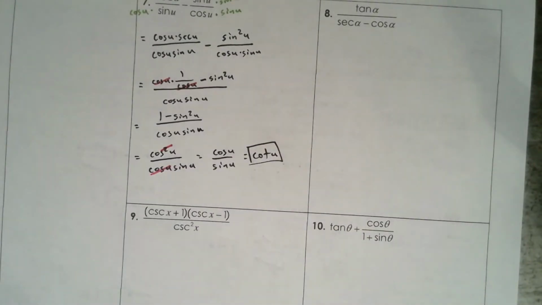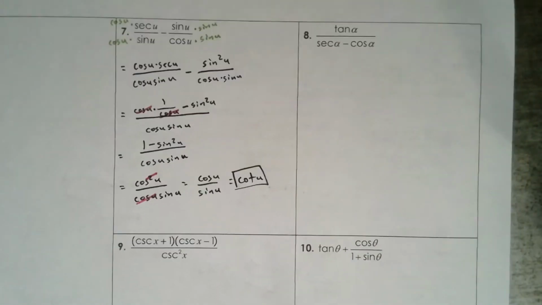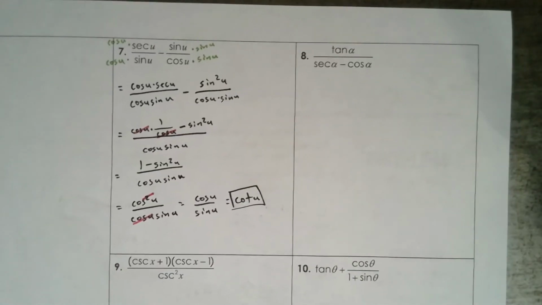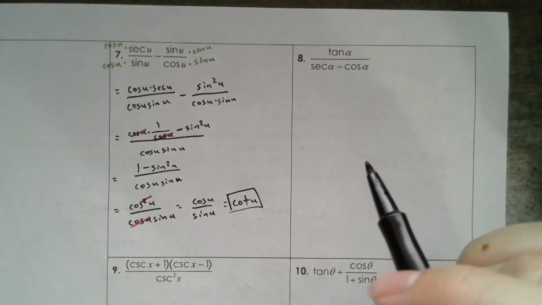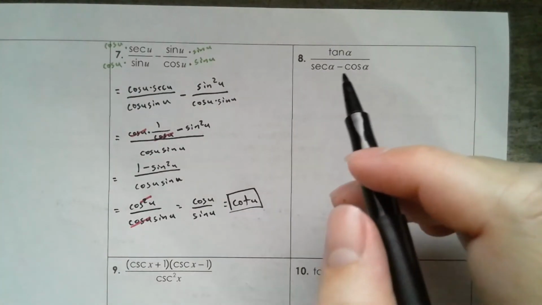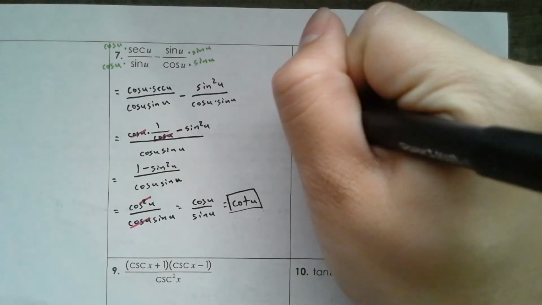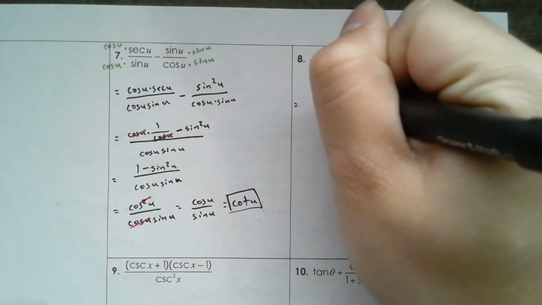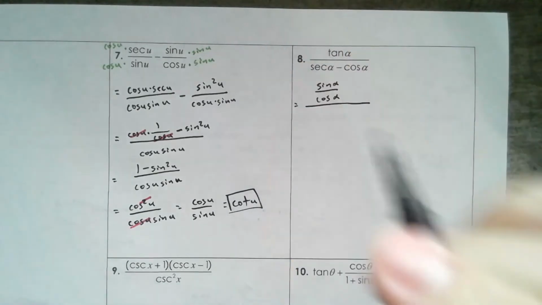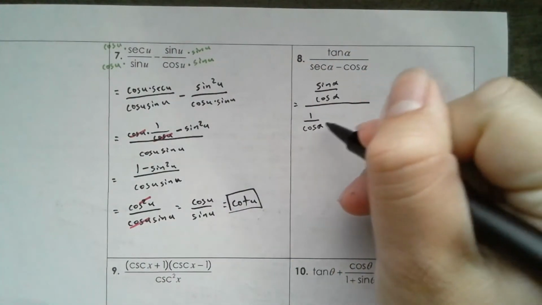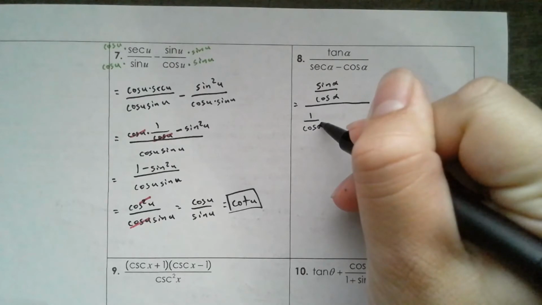I think we do have to do 8. Number 8, I have tangent alpha over secant alpha minus cosine alpha. So tangent will become sine alpha over cosine alpha, all over secant alpha, that one is 1 over cosine alpha, minus cosine alpha, which is cosine alpha over 1.